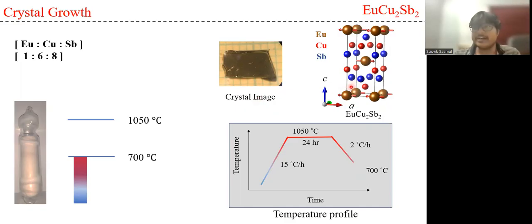So this is the crystal structure, the unit cell of europium copper-2Sb2. You can see it has a small A axis and a large C axis, and this is a tetragonal structure. And these europium moments are antiferromagnetically aligned, and they are separated by this copper Sb layer.